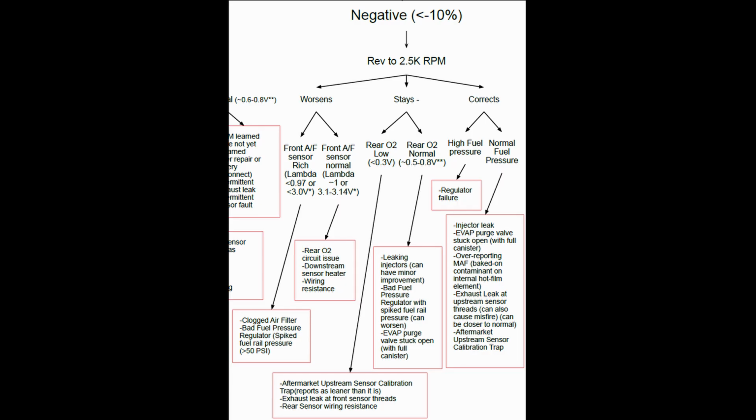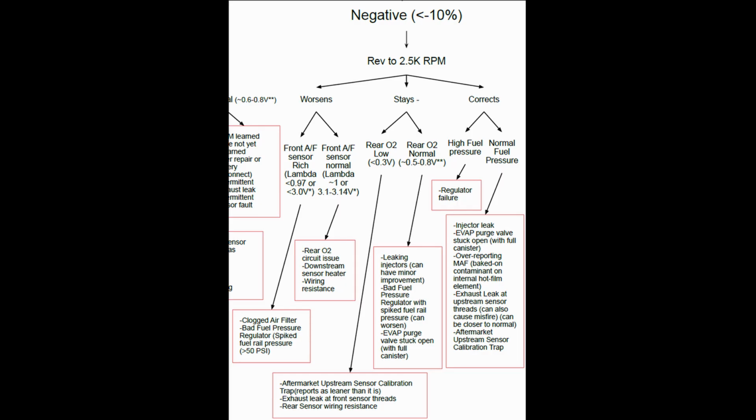Now, if you rev it to 2,500 RPMs and it corrects, it becomes more positive, it goes closer back to zero, there's a few things it could be. One of the more common ones is the fuel injectors are leaking, or the EVAP purge valve is stuck open. Again, the MAF could be dirty, but in this case it's over-reporting because it's dirty versus under-reporting, which is less common than under-reporting. Or there could be some sort of exhaust leak at the upstream sensor threads.